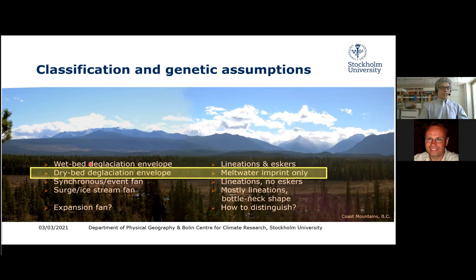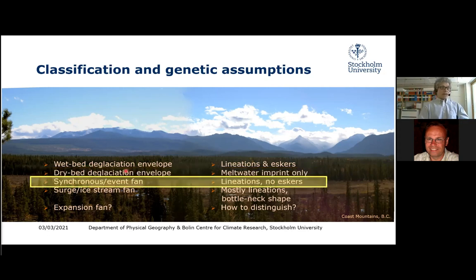We could also have a cold-based dry bed deglaciation envelope. Well, then we don't get any lineations. And we don't get much of an esker pattern either, because the water can't find its way to the bottom of the ice, as we saw. But we do get a lot of meltwater features, and basically only meltwater features. So all of a sudden, you may go from lots of eskers and lineations parallel, and as the ice decreases, perhaps all of a sudden you have none of those. And what you see are lateral channels. And then you know that you go from a wet bed to a dry bed deglaciation.